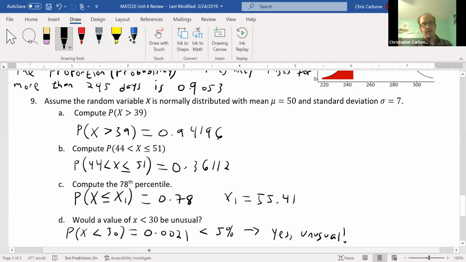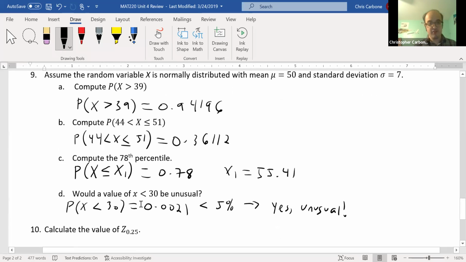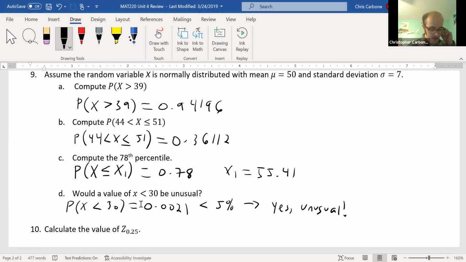For that matter, the usual observations for this one within 2 standard deviations would be between 36 and 64. 30 is less than that. So that would also be a way to determine the unusualness.